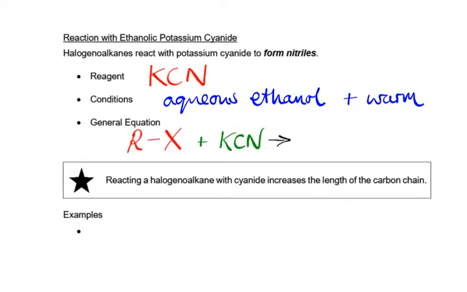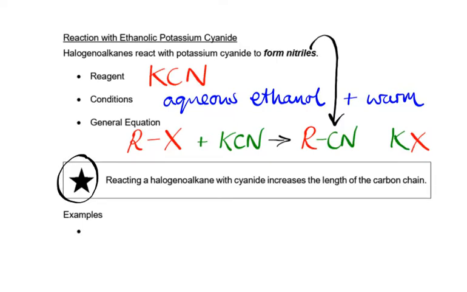For our general equation, we'd say that our RX, X being the halogen, was reacting with KCN, giving us RCN, which is the nitrile itself, as well as a potassium halide. As you can see here, one of the major benefits is that this reaction extends the carbon chain by 1, which is a really useful reaction in organic chemistry.